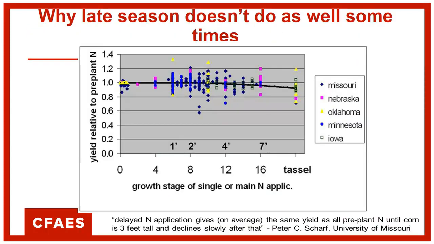Why was late season too late? Pull this study out of Missouri. They're showing that anything after basically the corn's over my head, 4 or 5 feet, over that 5-foot stage, if you don't have any nitrogen out, you start seeing a yield loss.